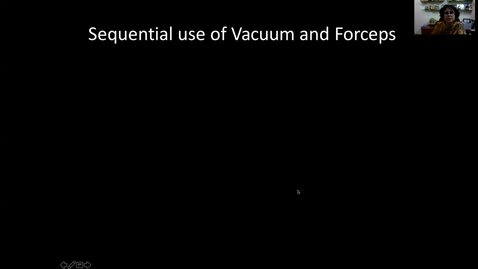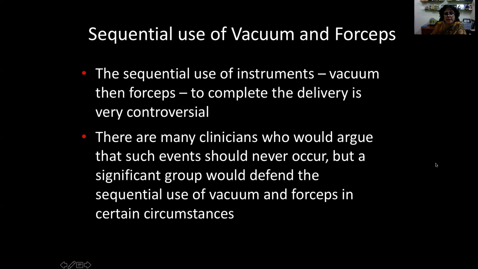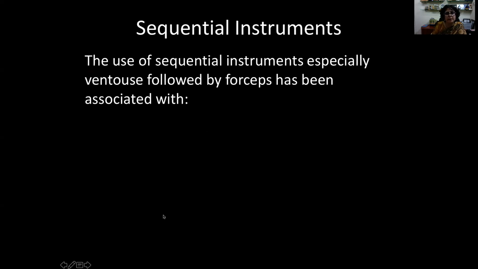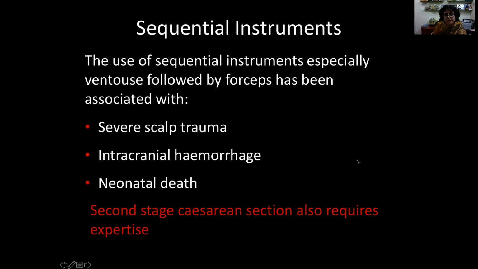Sequential use of vacuum and forceps: we can use both. The vacuum and then forceps to complete the delivery is very controversial. There are many clinicians who would argue that such events should never occur, but a significant group would prefer to defend the sequential use of vacuum and forceps in certain circumstances. The use of sequential instruments, especially ventouse followed by forceps, has been associated with severe scalp trauma, intracranial hemorrhage, and neonatal death. Second stage cesarean section also requires expertise.